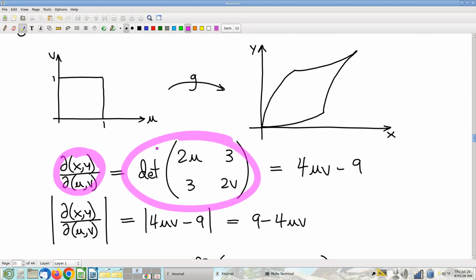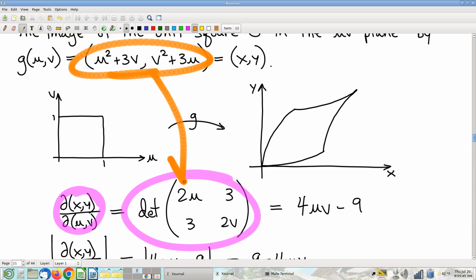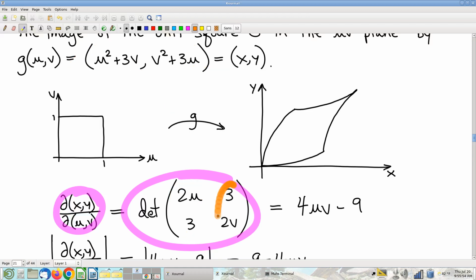There you go, determinant of the derivative matrix. Now, real quick, how did I get this derivative matrix? Don't forget what the derivative matrix is. It's the derivatives of the outputs with respect to the inputs. And you have to do all four of them, four little partial derivatives. In particular, notice that that column is just the partials with respect to u, and this is the partials with respect to v.